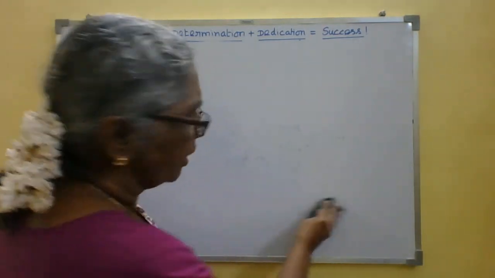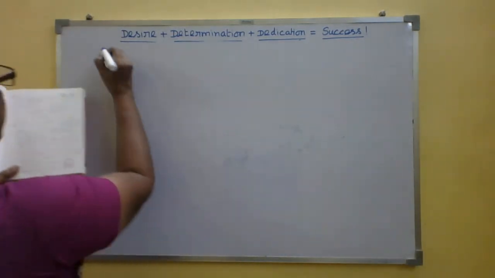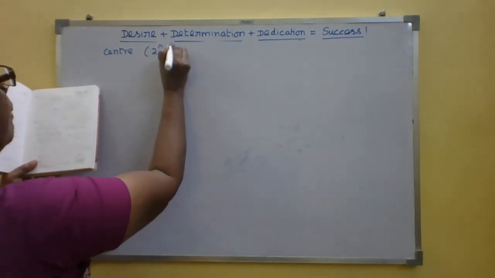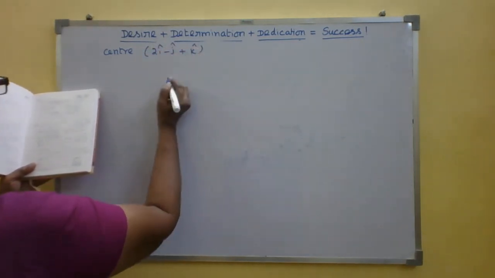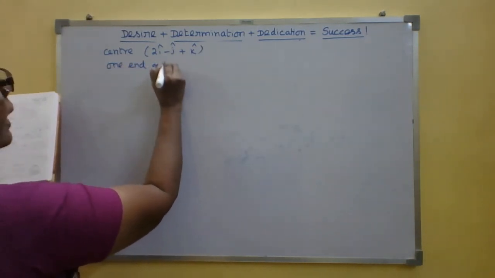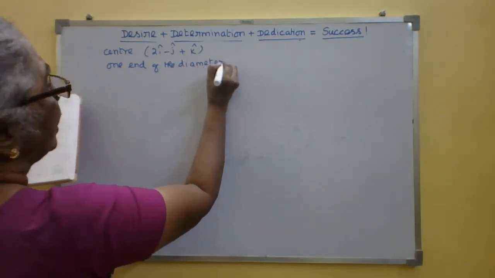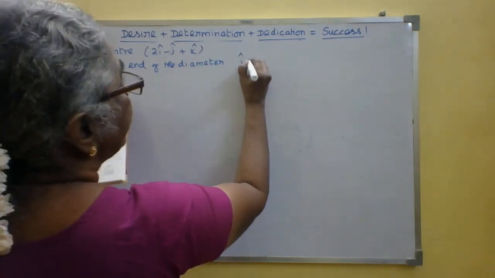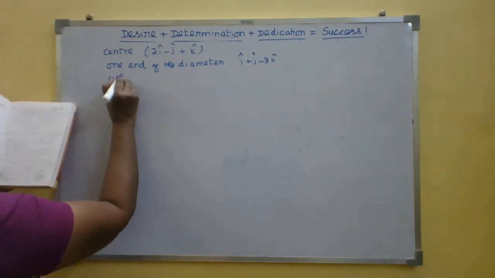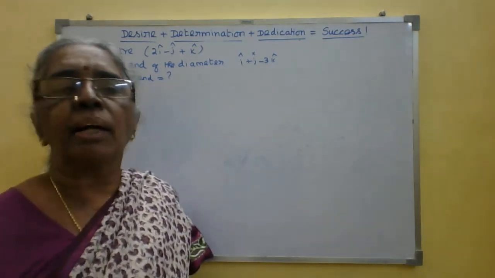There is a circle given, right? In that, the center of the circle is given to be 2i cap minus j cap plus k cap. Then one end of the diameter, or it is called one extremity of the diameter, is given to be i cap plus j cap minus 3k cap. You have to find the other end of the diameter.